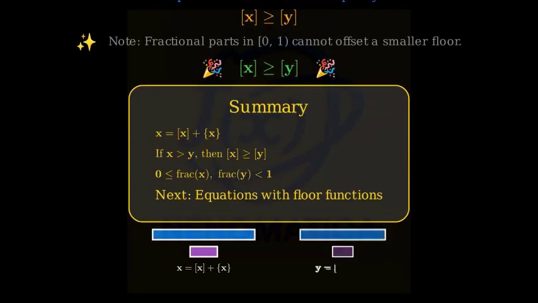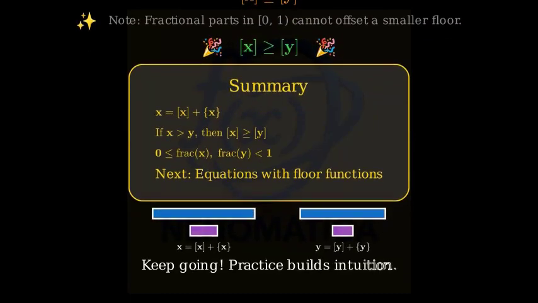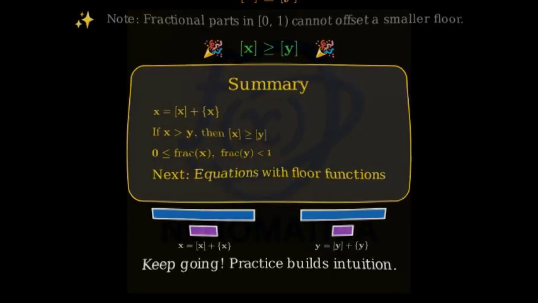As an intuition, think of x and y as bars made of an integer block and a small fractional cap. The integer blocks compare directly. The small caps, each less than 1 unit, cannot flip the order across an integer boundary. Great work following the structured algorithm. Keep practicing with more floor function theorems.